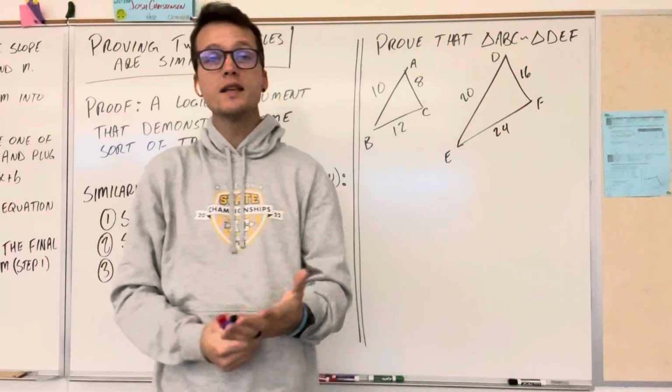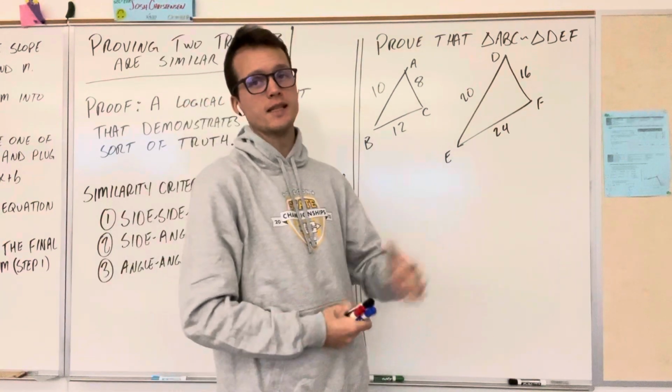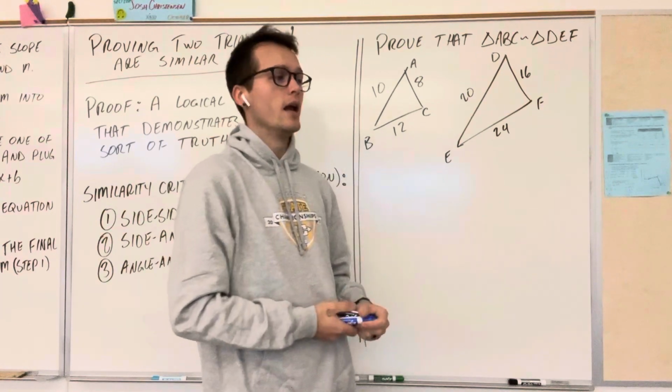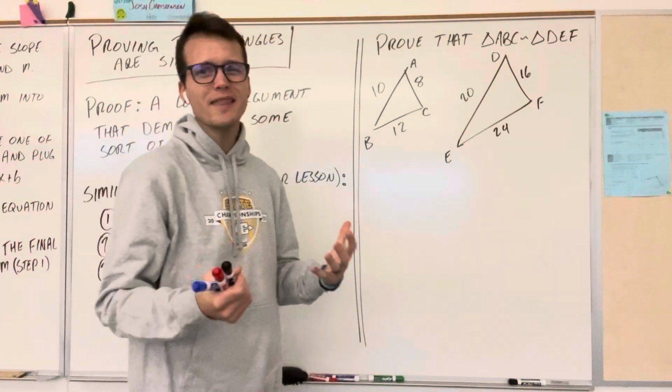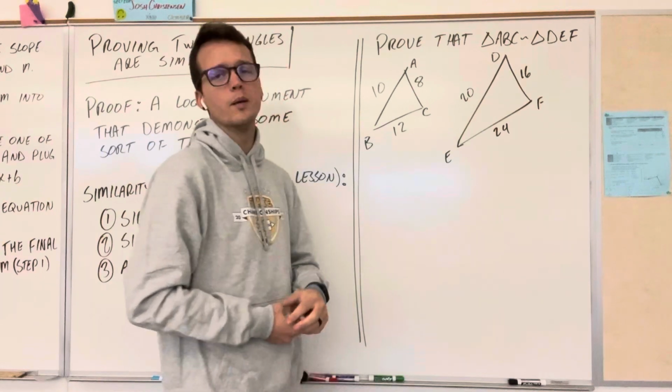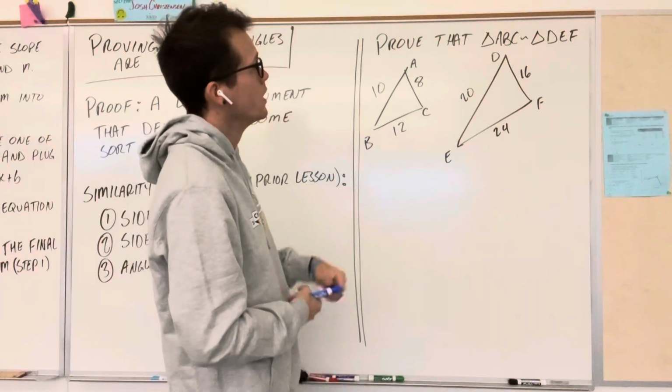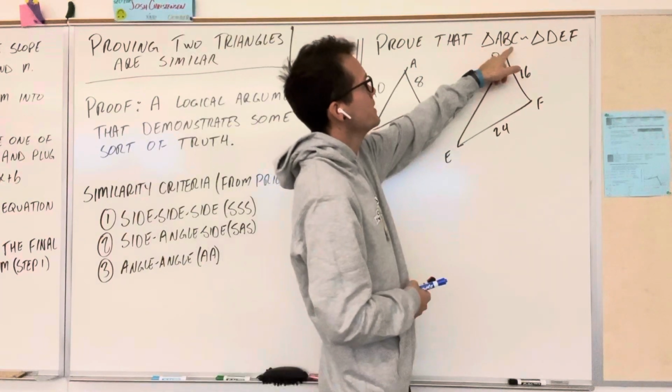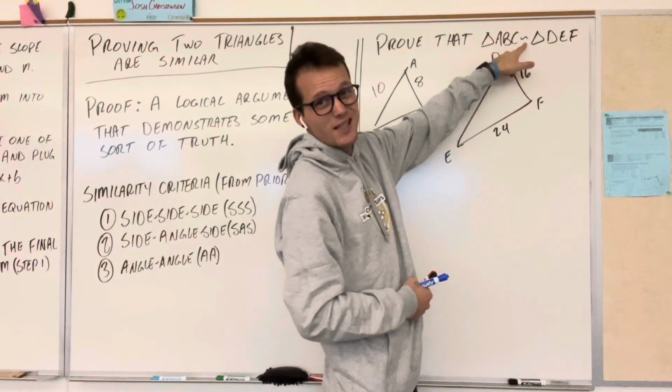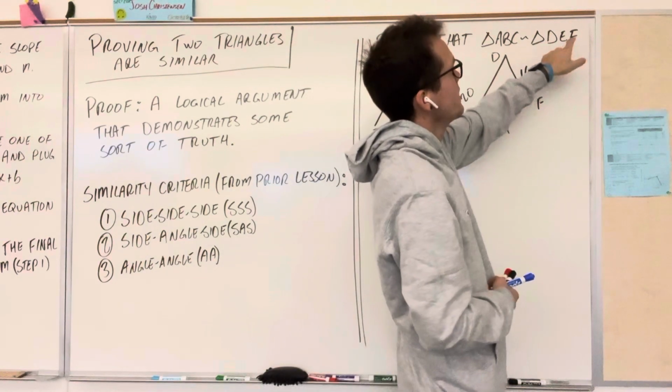So let's do one example of these. This is one of the examples that's in my note set for this lesson, and I'm going to walk through this one from scratch and explain my thinking. If you're able to follow this, you should be able to follow the other examples in the note set as well. So prove that triangle ABC is similar to, that's what the single squiggly means, triangle DEF.